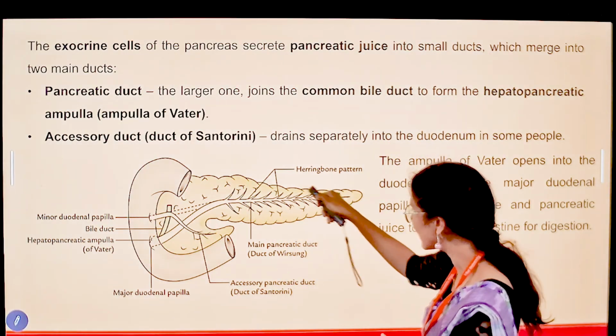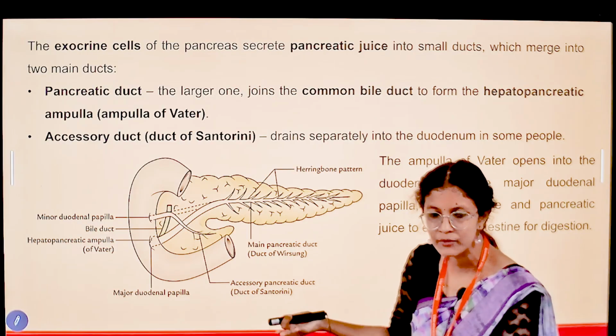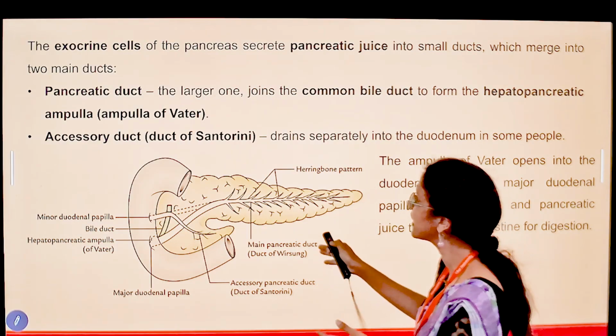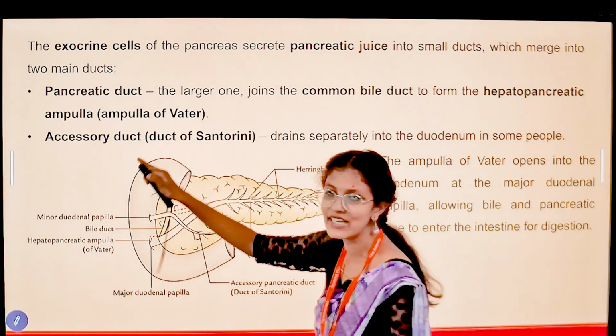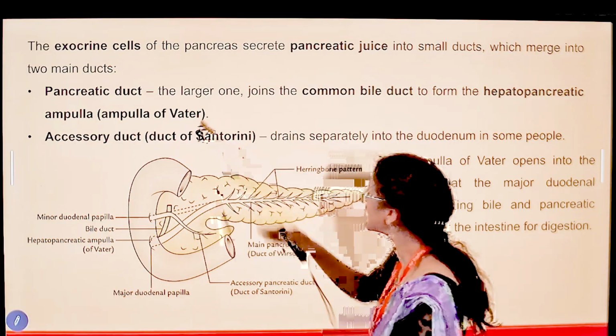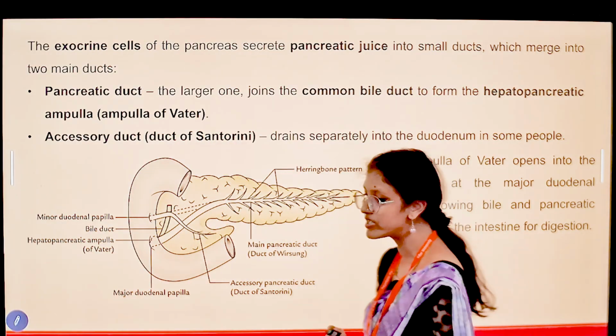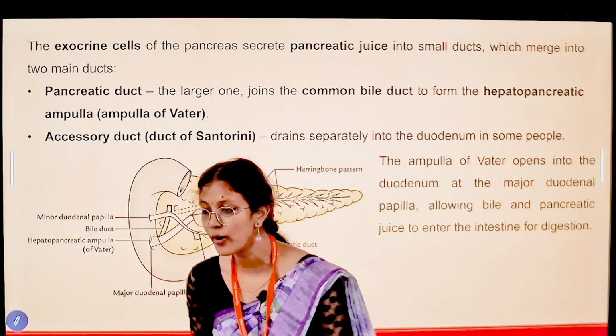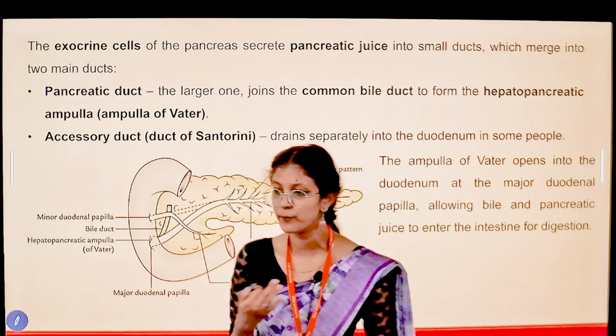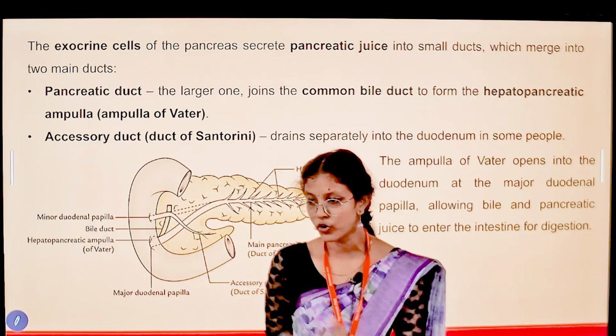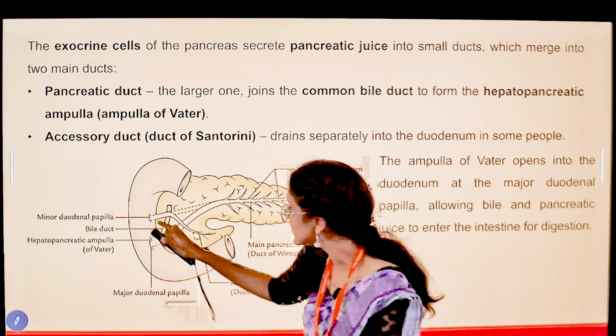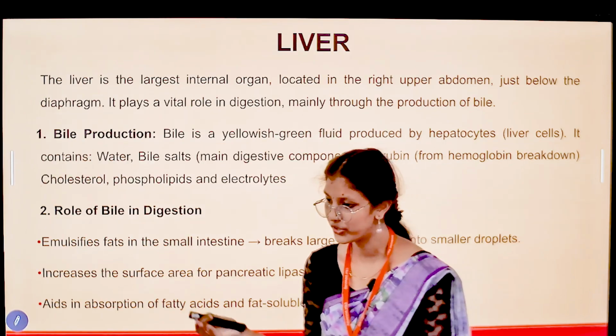And here you can see the structure again. For detail purposes I have demonstrated here the pancreatic duct and the accessory duct. The pancreatic duct is the larger one, which opens towards the common bile duct to form the hepatopancreatic ampulla. So there is a common passage here, which actually opens towards the duodenum.